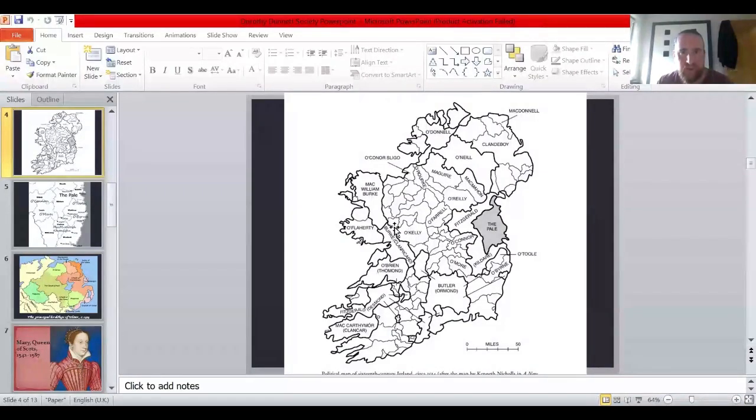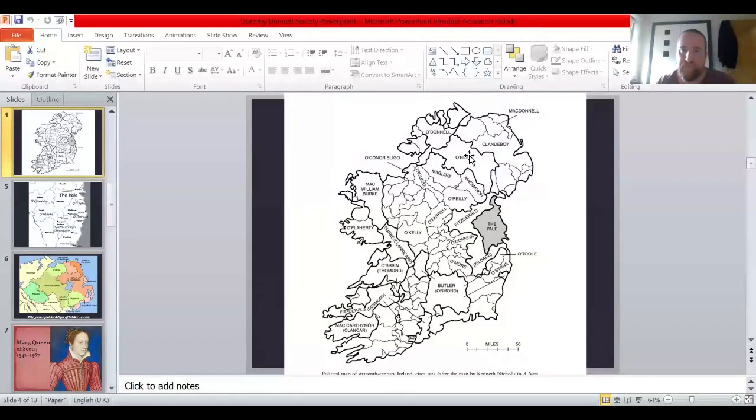Then it gets over into the west. The Burkes are actually Anglo-Norman. They were the Burghs who had conquered this part of Ireland back in the 13th century, but they had Gaelicized and become, the old phrase used to be, more Irish than the Irish themselves, although that's kind of disappeared from the historiography to a certain extent over the last 30 or 40 years.